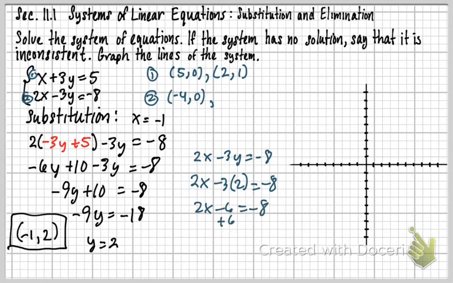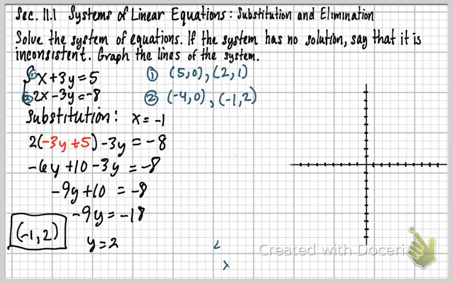And then I'm going to add 6. So then 2x equals negative 2. So x equals negative 1. So I get the ordered pair negative 1, 2. So there's my 2 sets of ordered pairs. And again, once I have those, now I can actually graph the equation, because all I need is 2 points to graph a line. So I'm just going to do that now.